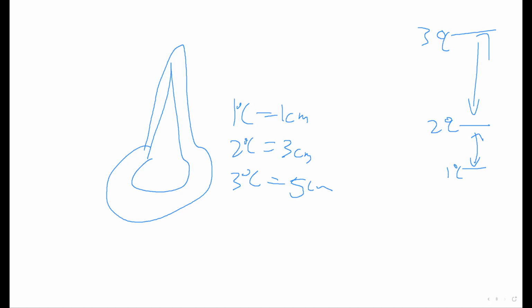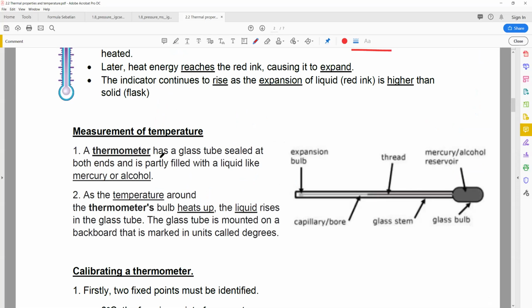This is because alcohol and mercury are linear expanding liquids. Linear expanding liquids means they have linear expansion throughout each and every one of the temperatures here. Having said that, if you look here, it says that a thermometer has a glass tube sealed at both ends and is partially filled with liquids like mercury and alcohol.